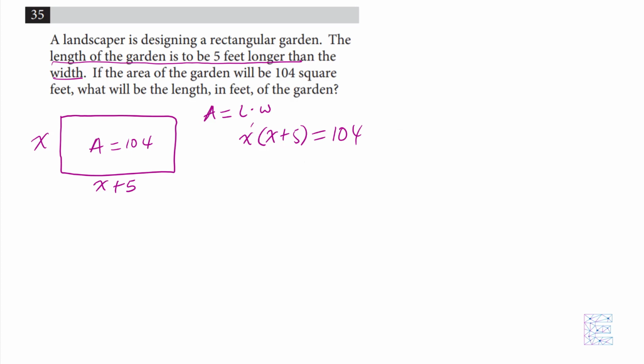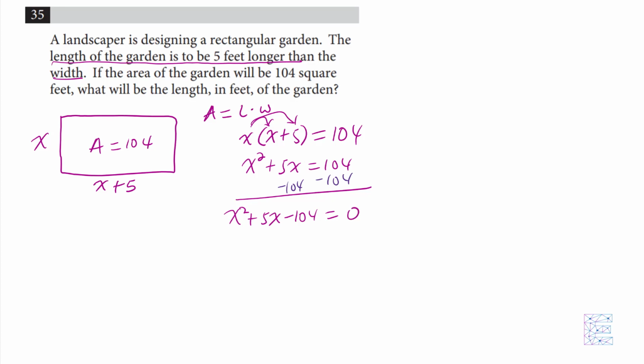If we expand these, or rather open up these parentheses by distributing, we will end up with x squared plus 5x equals 104. And now you see this is a quadratic equation in formation. So what we want to do is set it equal to 0 so we can solve. That means we're going to have to subtract 104 from both sides. As we do this, we'll have x squared plus 5x minus 104 equals 0.